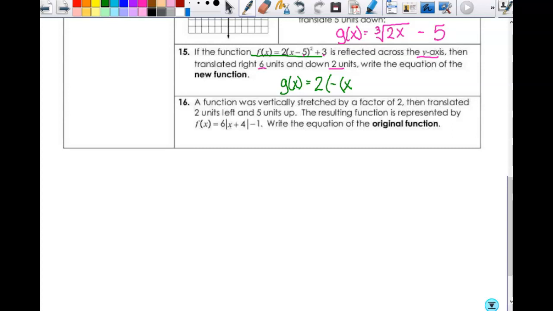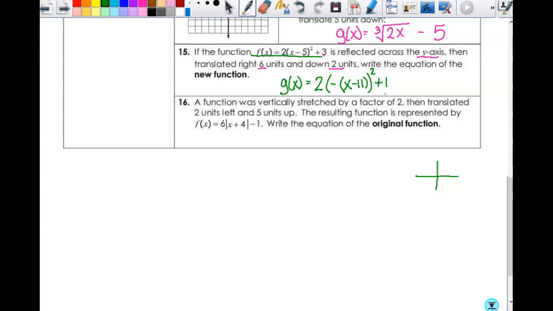So what is that going to be? x what? Minus 11, because x minus 5 means I went to the right 5. I need to go to the right 6 more. So this is minus 11. Close both of those, square it. Then I'm going to go down 2 from this. So where do I end up? Plus 1.